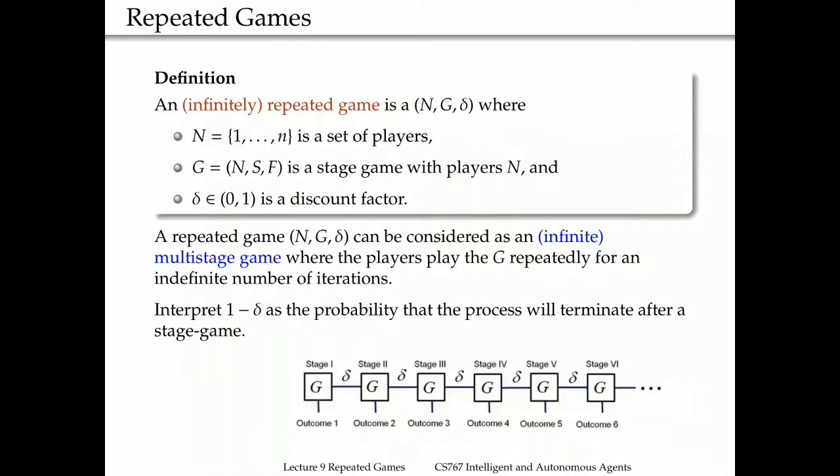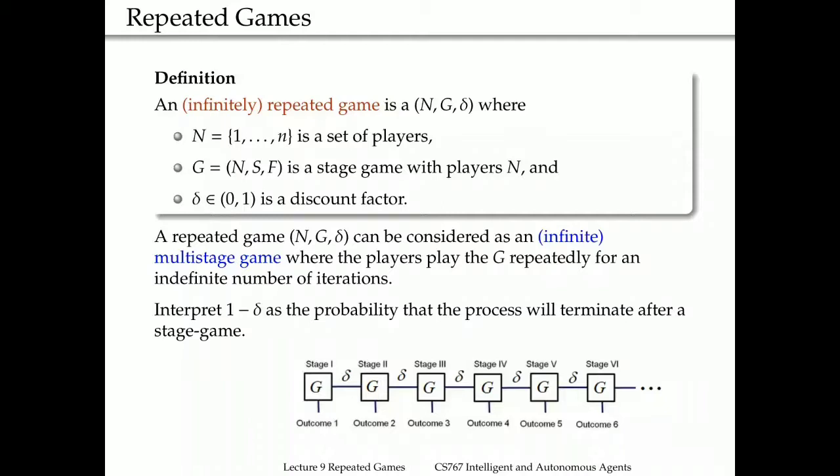Right. A repeated game can be considered as an infinite multi-stage game where the players play G repeatedly for an indefinite number of iterations, and therefore we can view this discount factor delta as some sort of probability of the game going on to the next stage. So with probability 1 minus delta, after each stage the process may terminate.